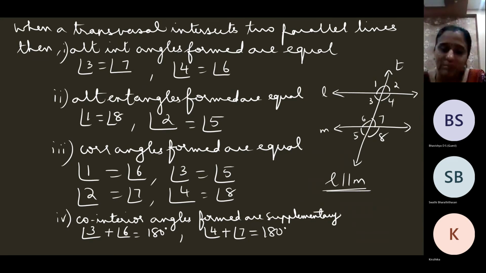Co-interior angles formed are supplementary. When the lines are parallel, the co-interior angles formed are supplementary. The two angles will add up to 180 degrees. If they are not parallel, the two angles are still co-interior angles. Their names will not change, but they will not be supplementary. Their sum will be either less than 180 degrees or more than 180 degrees. So that is the difference. Understand this, children? Please make a note. Please write down, children.